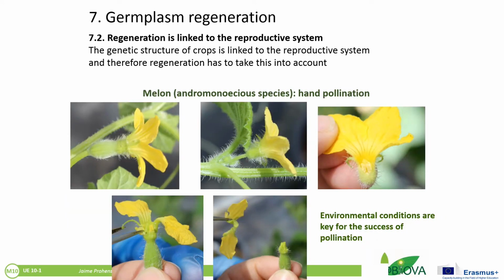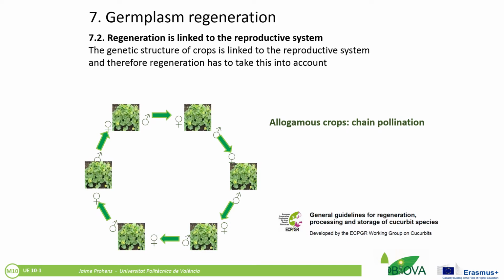Here we have an example of artificial cross-pollination from melon, which is an andromonoecious species. This means that the plant has hermaphrodite and male flowers on the same plant. An alternative to ensure cross-pollination in allogamous crops is the so-called chain pollination, in which one plant serves as male for the next plant in the row.